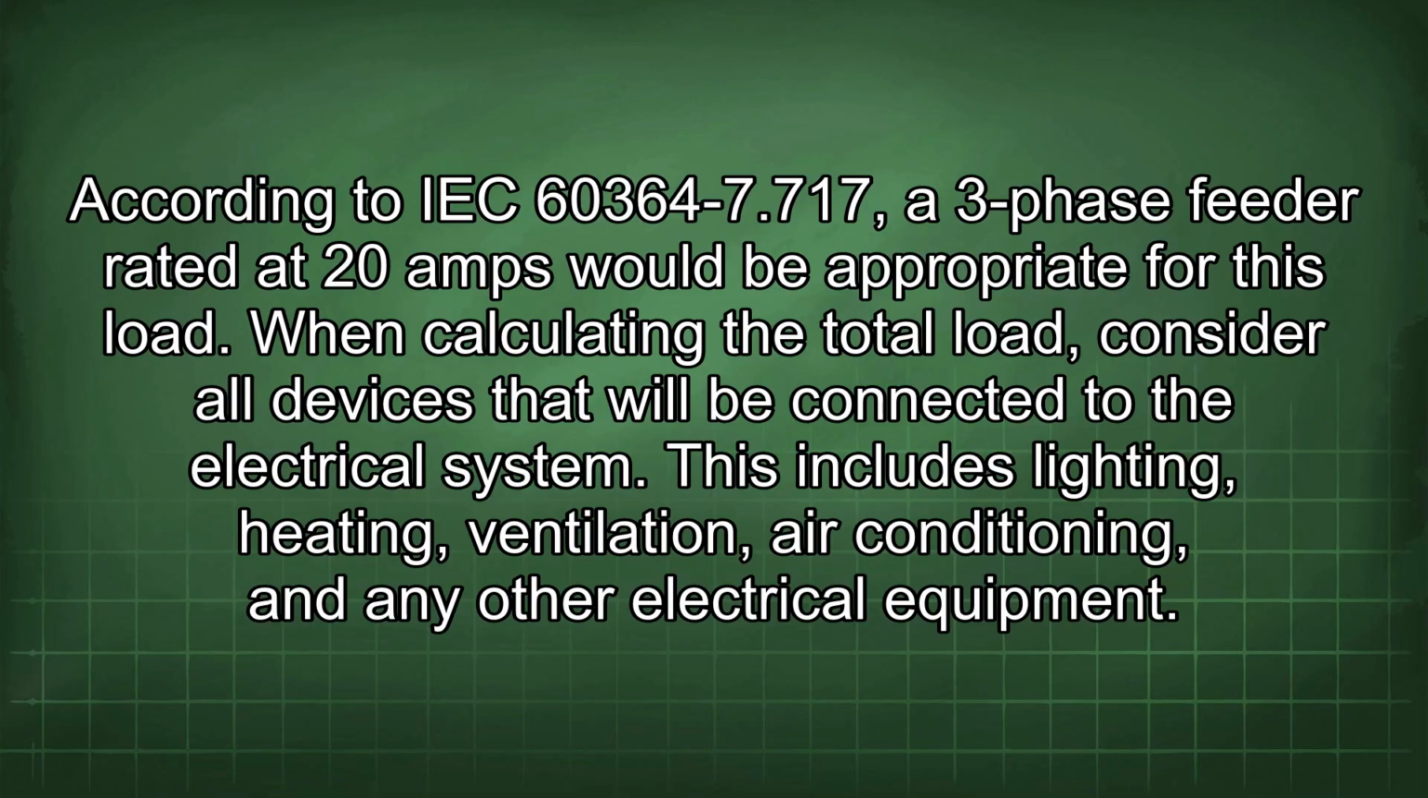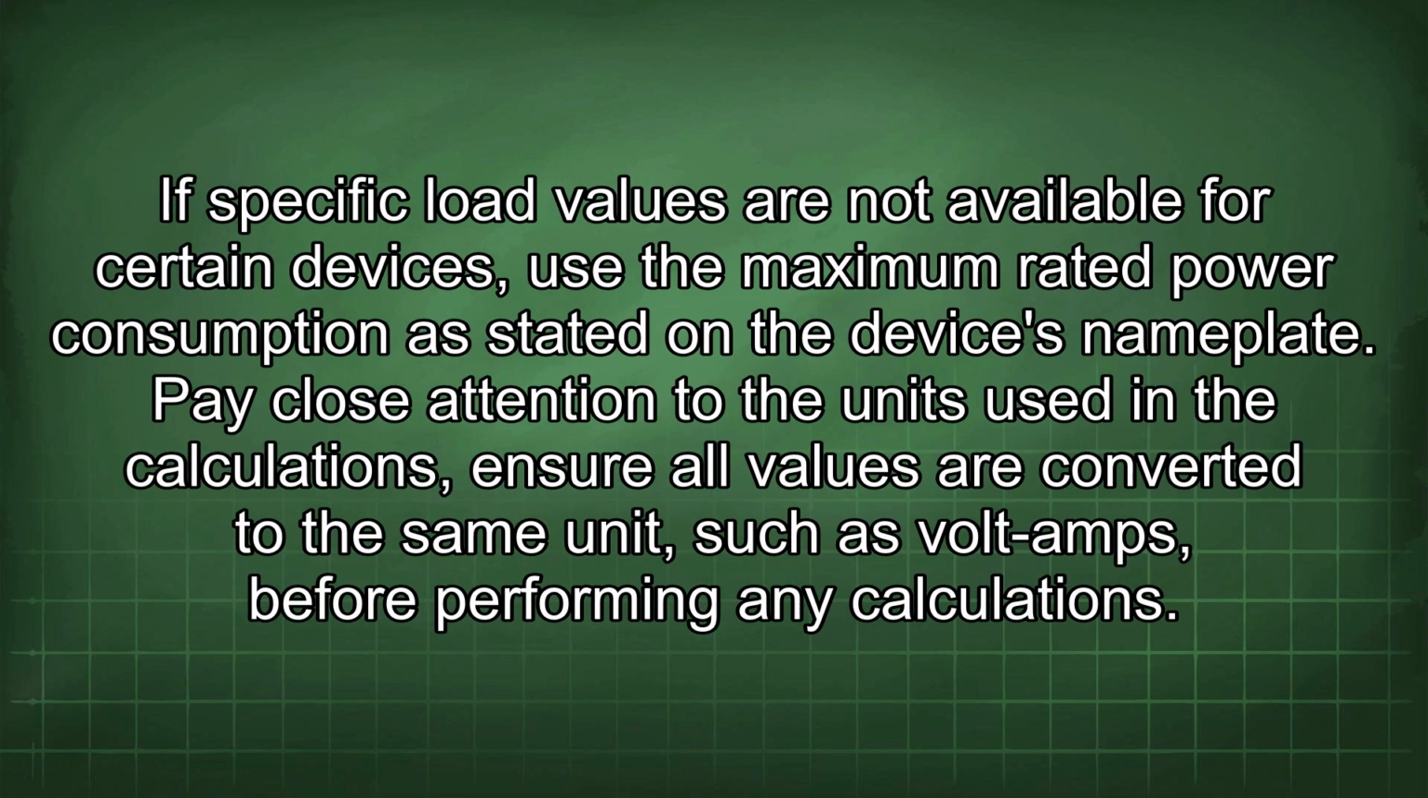When calculating the total load, consider all devices that will be connected to the electrical system. This includes lighting, heating, ventilation, air conditioning, and any other electrical equipment. If specific load values are not available for certain devices, use the maximum rated power consumption as stated in the device's nameplate. Pay close attention to the units used in the calculations. Ensure all values are converted to the same unit, such as volt-amps, before performing any calculations.